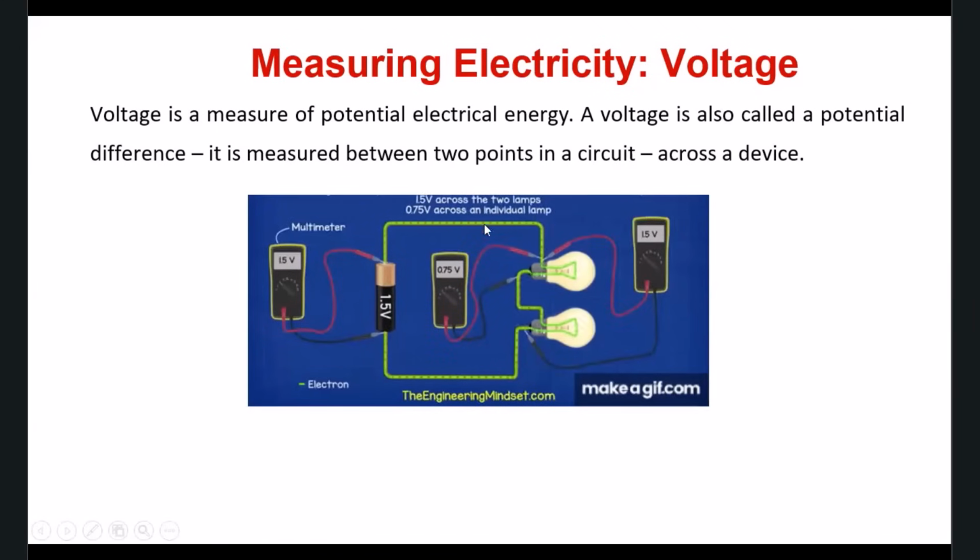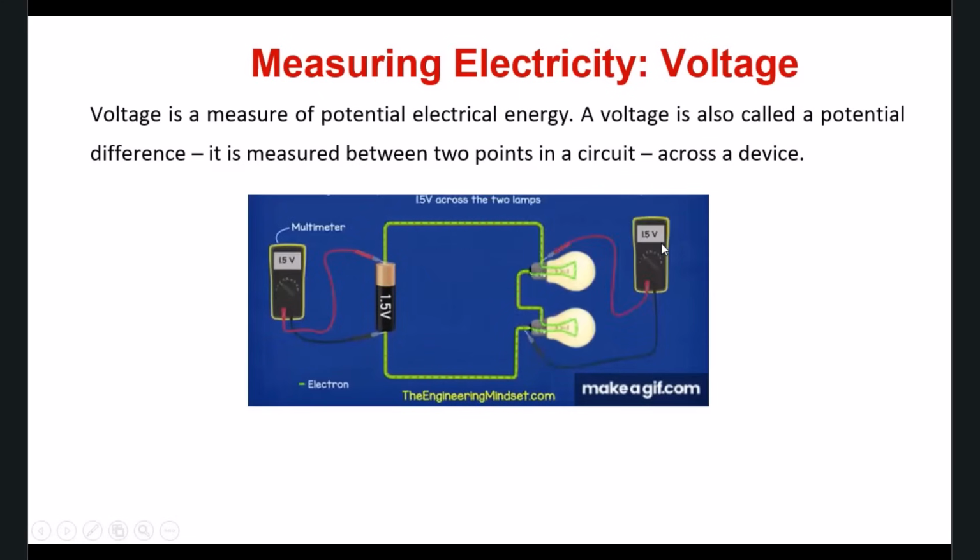Let's consider the second example, the second bulb. Now here when we measure the voltage between these two bulbs, the first terminal is applied at the top of the first bulb and the second terminal is applied to the bottom of the second bulb. Now here the total potential difference, or we can consider that as the voltage, the total voltage of the circuit in the multimeter is 1.5 volts.